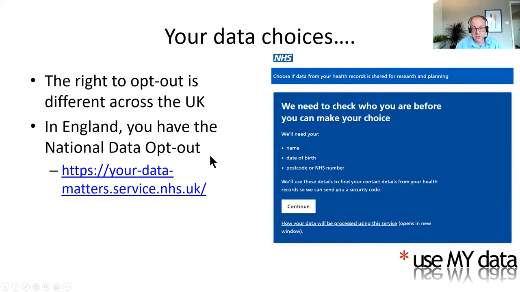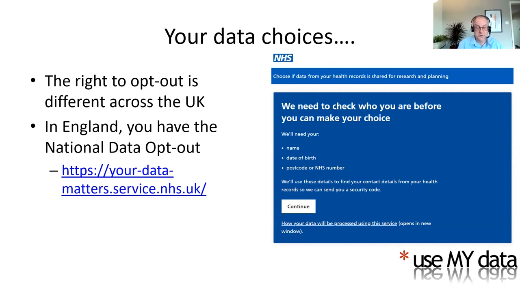The second one is around data choice about what happens to data in the hospital setting. This is slightly different because this is different across the UK. So you do have an opportunity, a choice, to say, I don't want my hospital data to be used beyond my direct care. I don't want it to be used for research and analysis and planning. But that's very difficult to enact in most parts of the UK. In England, they have the national data opt-out, which in itself isn't perfect and can confuse people. But in other parts of the UK, that doesn't exist.